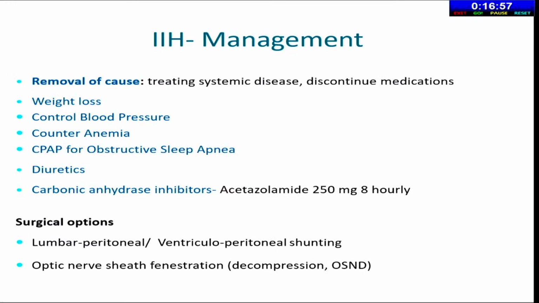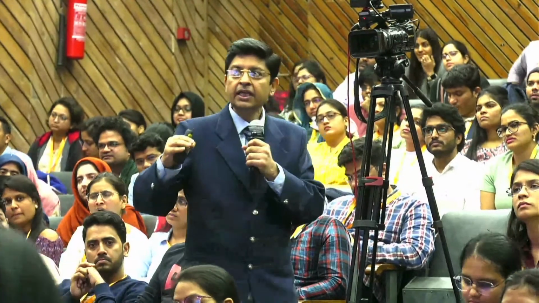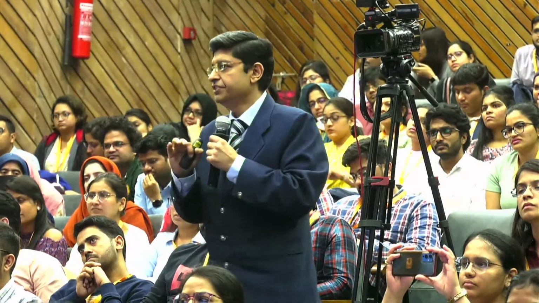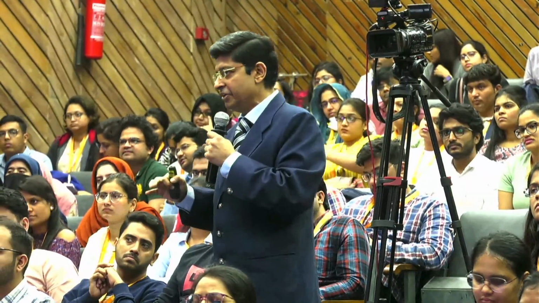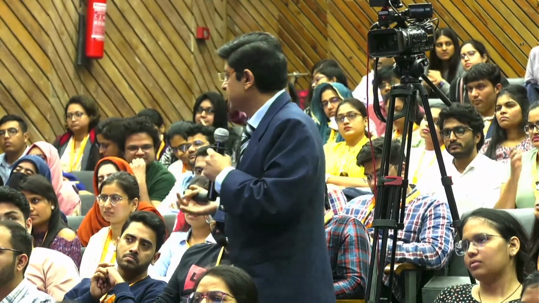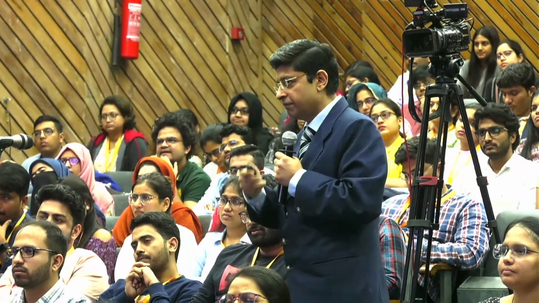IIH or its associations: weight loss, the most difficult thing to do in life. Other than that, identify the other things like blood pressure, anemia, obstructive sleep apnea. These are now the important associations being identified. So while you are managing medically, diuretics, acetazolamide is the sheet anchor for treatment. Surgically, you have shunts, a lumboperitoneal or a ventriculoperitoneal shunt, or an optic nerve sheath fenestration. If the field defect is the primary problem the patient is having, you think in terms of shunts or fenestrations.